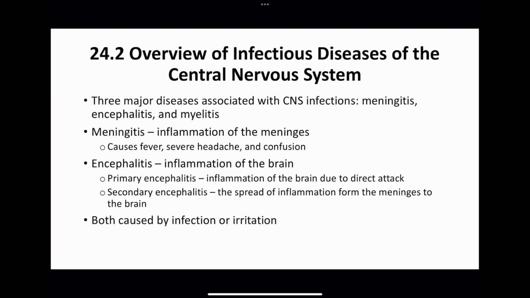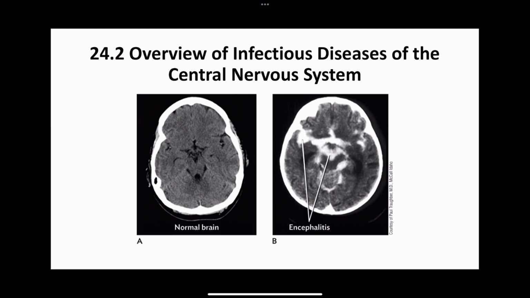The main difference between the presenting signs and symptoms of meningitis and encephalitis is that encephalitis will cause disruption in a patient's cognitive, motor, and sensory functions, and meningitis will not. This image shows the difference between a healthy, normal brain and one that is infected by encephalitis. As shown by the arrows, the small clusters of white are the encephalitis infection.